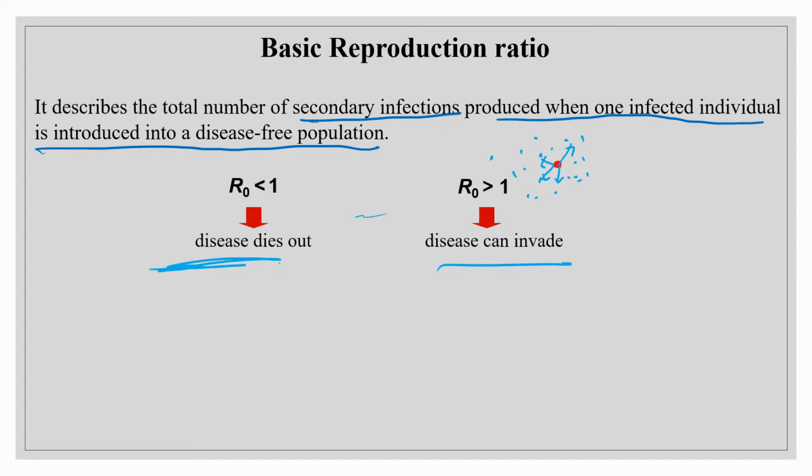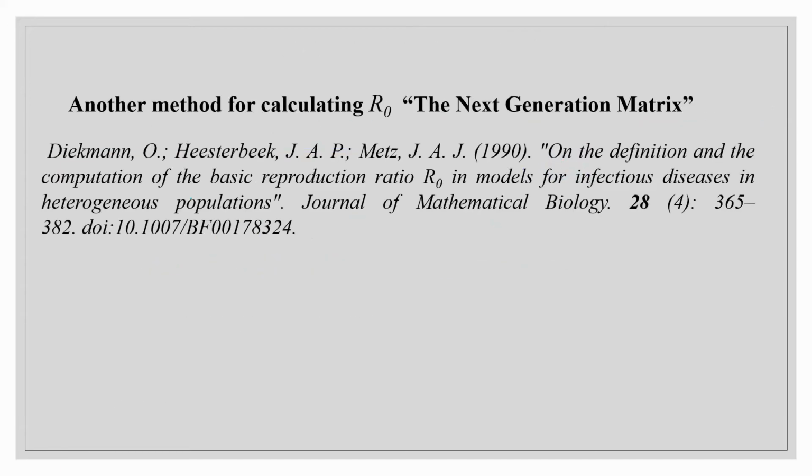If you want to study this reproduction number in a more elaborate way, and also find the reproduction number for more complicated models, you can read this paper by Diekmann and Heesterbeek. It is on the next generation matrix method for finding the basic reproduction number.